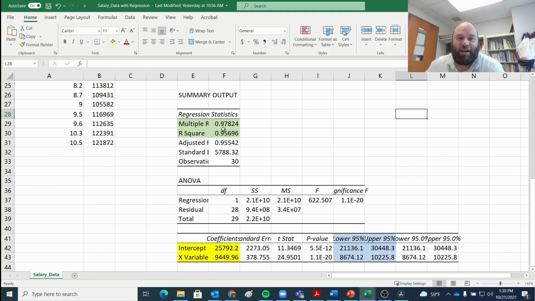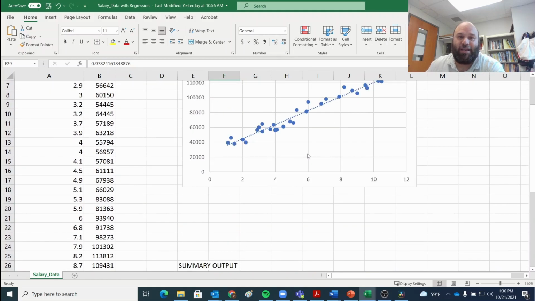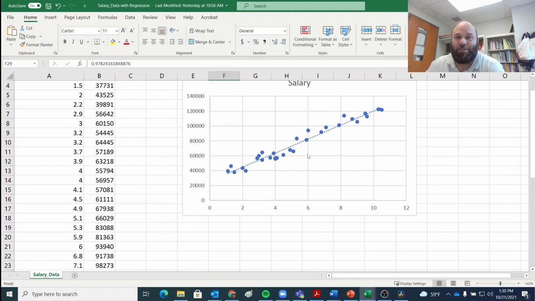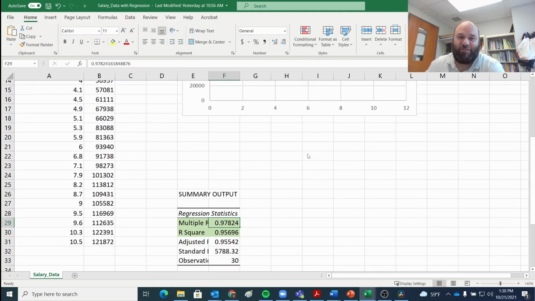So this is our correlation coefficient, 0.97824. We can see it right there in cell F29. Very strong. So if you thought the correlation coefficient might be above 0.9, congratulations, you got it right. It's very close to 1, and it's positive. As we can see, the positive relationship, the more experience you have, the higher your salary. And it makes sense that that would be positive.